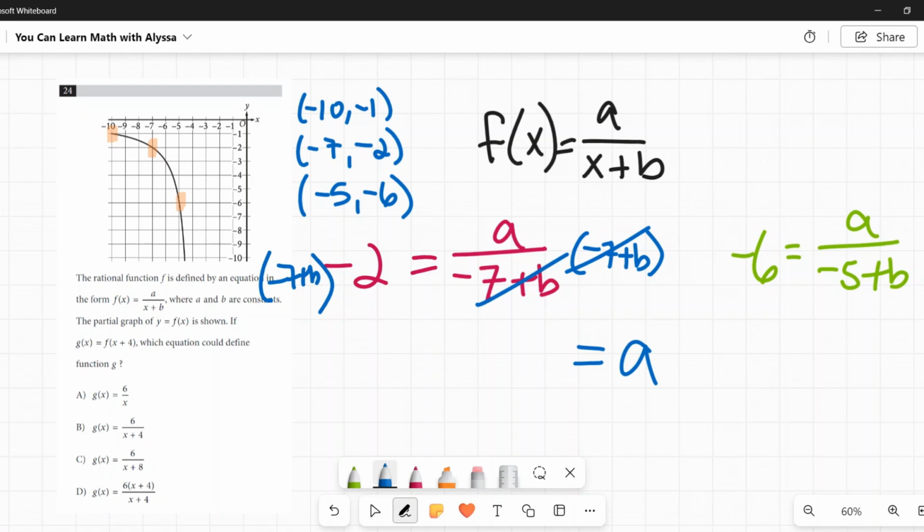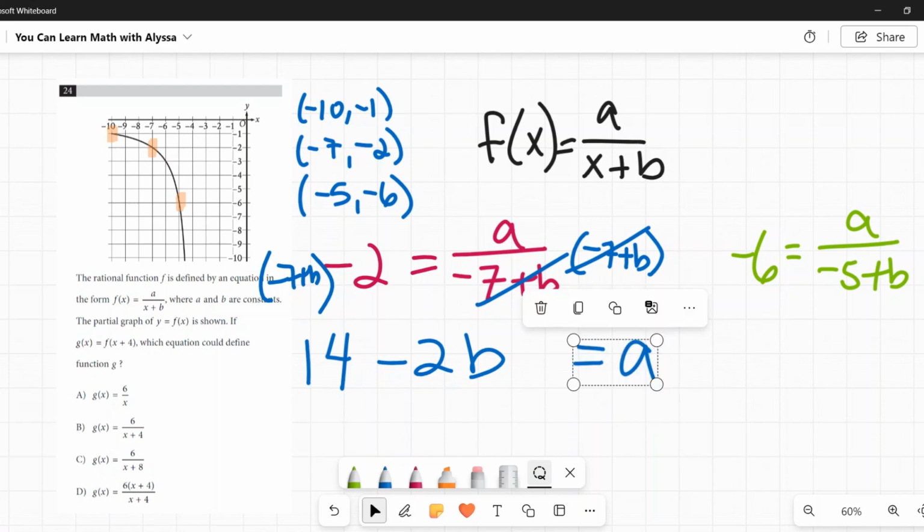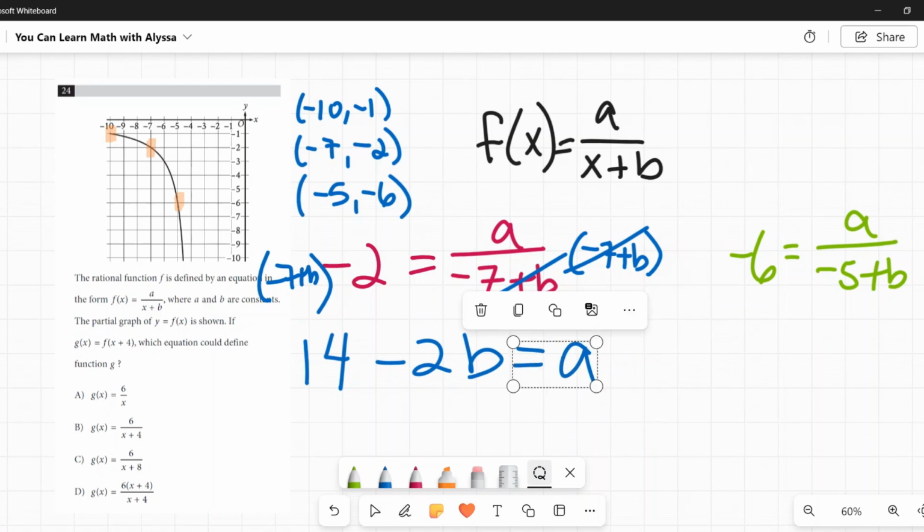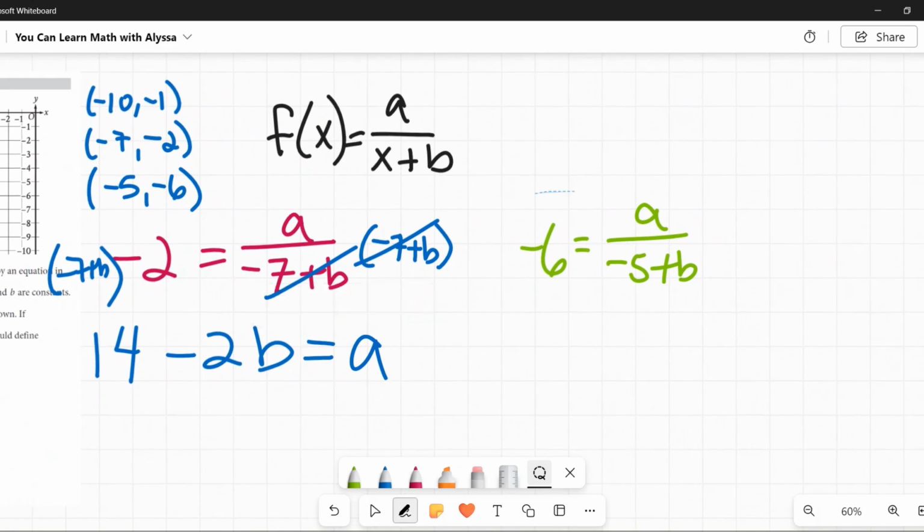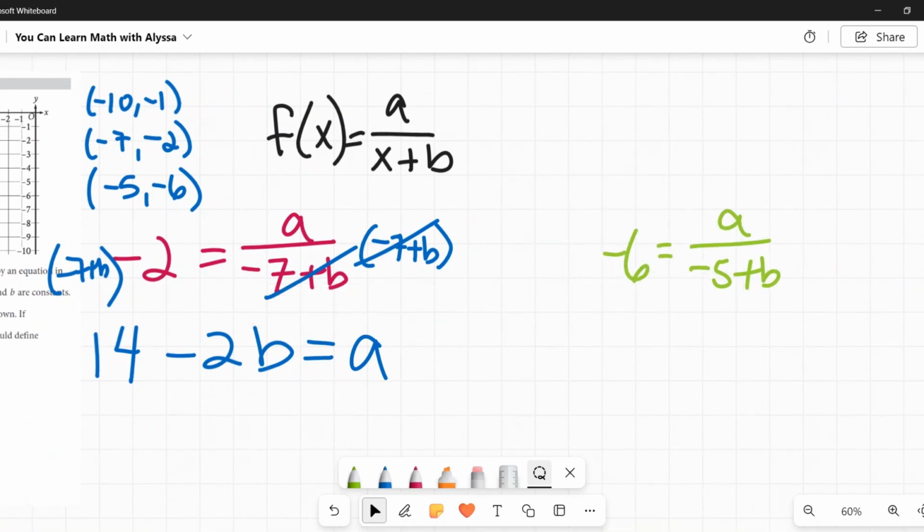On the left side, I'm going to distribute. -2 times -7 is +14, and -2 times +b is a negative 2b. So now I have 14 minus 2b equals a. And I'm going to slide that over a little bit. Okay. Now over here on this side, same thing. I'm going to scoot this over. Okay. I'm going to do the same thing over here.